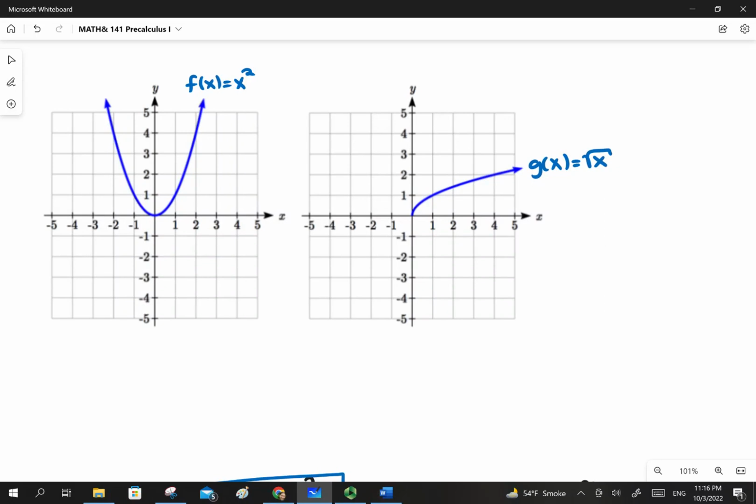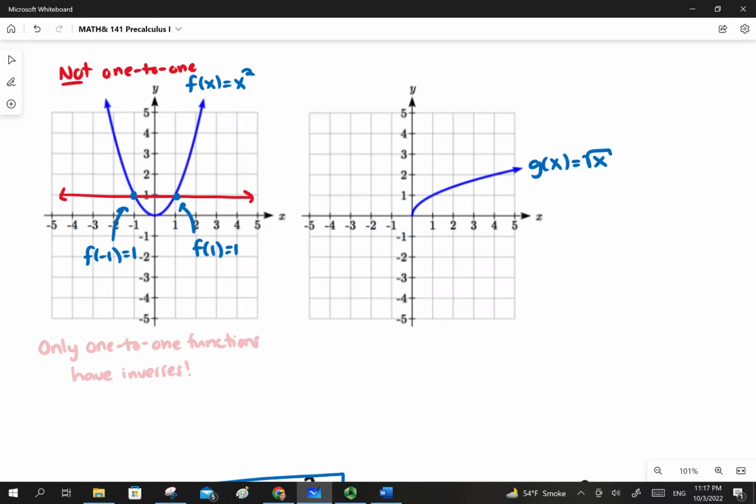The graph of f(x) = x² is a parabola opening up with its vertex at the origin. And the graph of g(x) = √x is just the top half of a sideways parabola opening to the right. As we've discussed before, f(x) = x² is not one-to-one. It fails the horizontal line test because we can find outputs that come from multiple inputs. This is exactly what was happening when we tried to compose the functions. f(-1) and f(1) both equal 1 for f(x) = x². So it isn't one-to-one, so it cannot have an inverse.